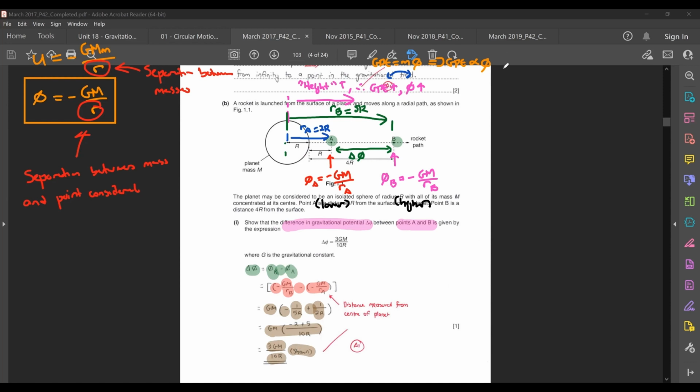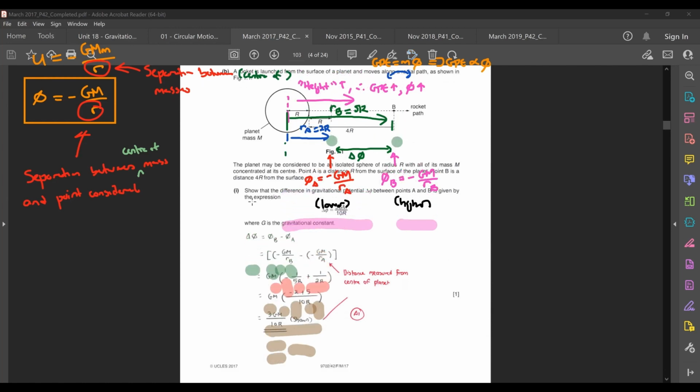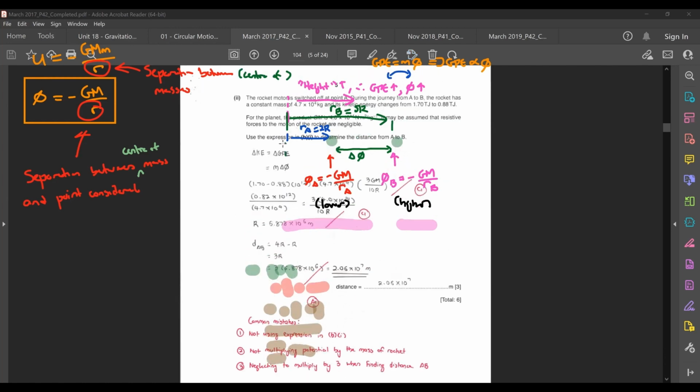So if anything, maybe I should modify what I just wrote here. Separation between mass and point considered. If you want to be a bit more specific, separation between center of mass and point considered for this one, and then for the other one is separation between center of masses. Okay, so this one, let me just rewrite this. This one is just separation between center of masses. Okay, so this one is for the first part. Then let's have a look at the second part.